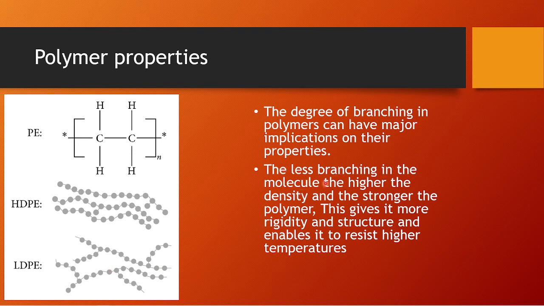So the less branching in the molecule, the higher the density and the stronger the polymer. This gives it more rigidity and structure and enables it to resist higher temperatures. Sometimes you might not want rigidity and structure. You might want something that's flexible like a plastic bag, in which case you would definitely want to go with low density polyethylene instead of high density. So it's not saying that the more branching you have, the worse a polymer it is. Each type of polymer is going to have a specific situation that it's going to work best for.